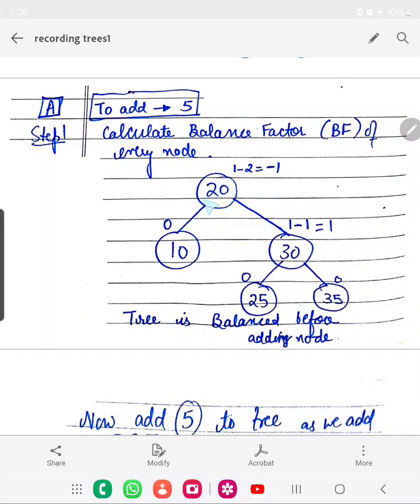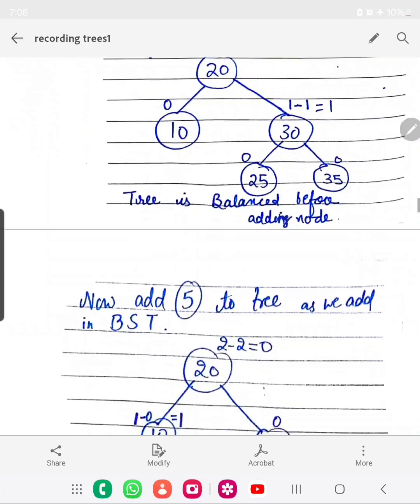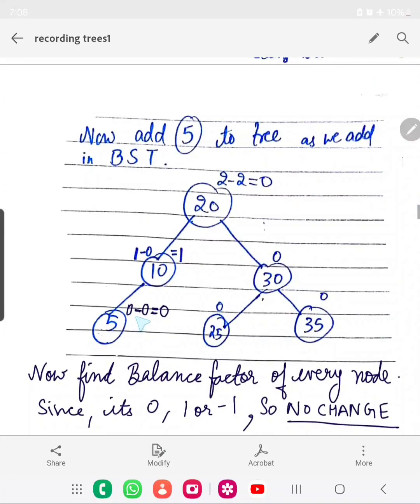Let's see, 5 is less than 20. It should go to the left child of 20. Now we have 10. 5 is lesser than 10. So it should go to the left of 10. So 5 is added here.